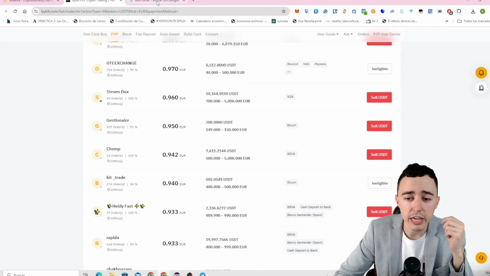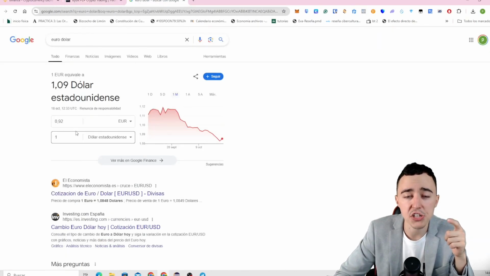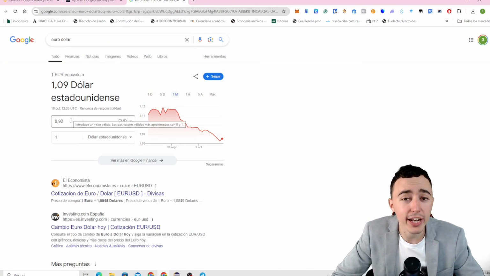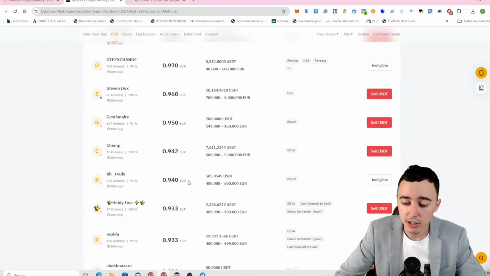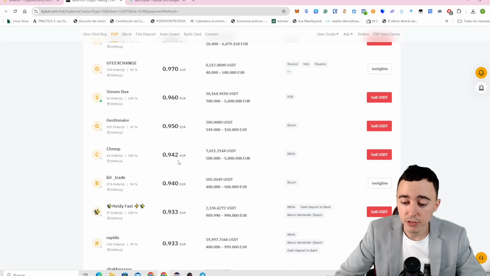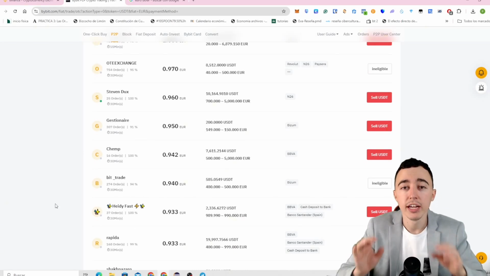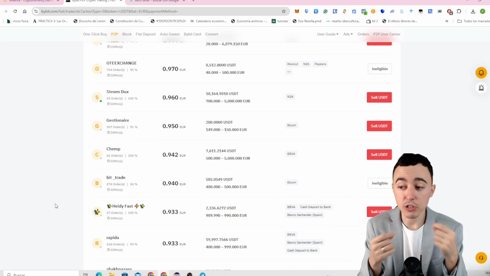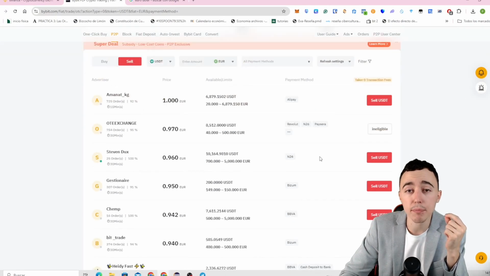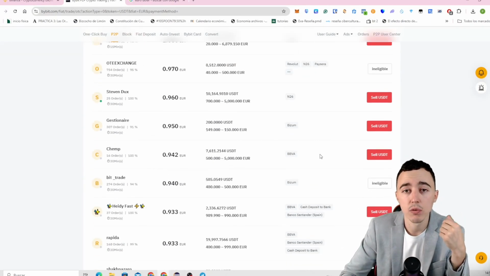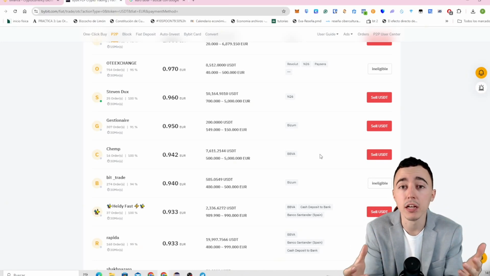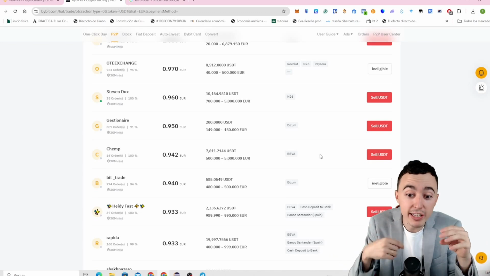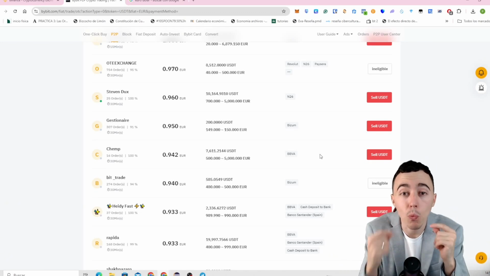Well, if we go here to the dollar-euro exchange, we can see that right now the exchange between the dollar and the euro is 0.92. However, these people are willing to buy it from us directly for 0.94. This is an arbitrage, because if we can deposit directly on the platform, as we can do in our case, we can deposit at 0.92, sell it at 0.94, and make money with absolutely no risk. We are literally buying and selling and making money with the arbitrage.